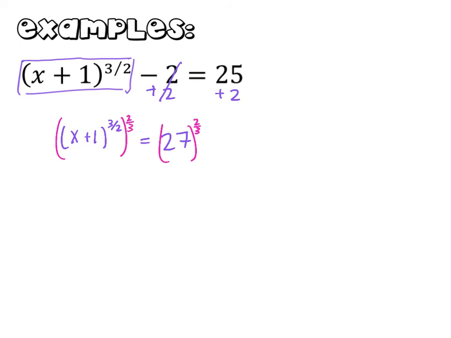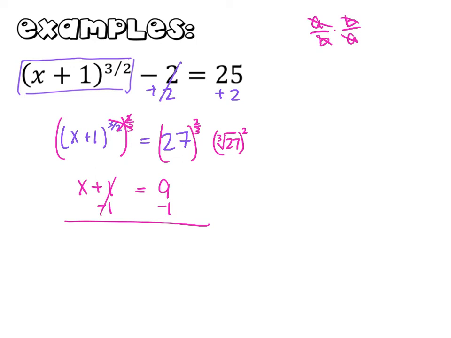Why did we do that? Fractions cancel out when I have a over b times b over a. The a's cancel, the b's cancel. We're left with just 1. So my fractions cancel. Then x plus 1 must equal, well, the cubed root of 27 squared is 3 squared, which is 9. And if I subtract 1 from both sides, I get that x equals 8.